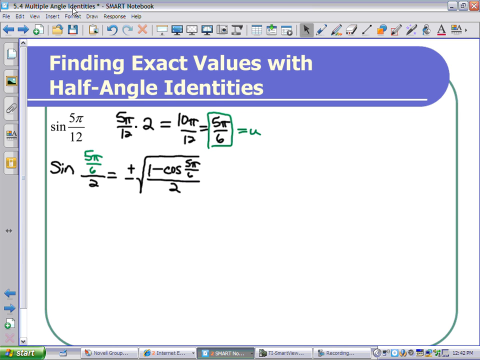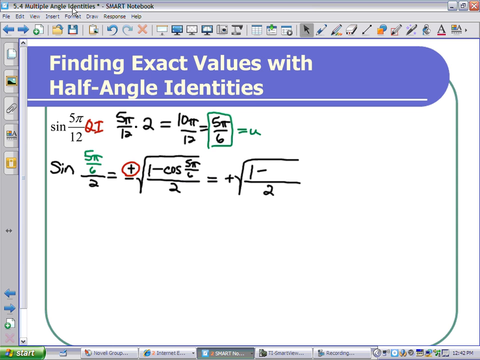Now the positive or the negative, you have to think about what quadrant does my original angle start in. And 5 pi over 12 is in quadrant 1, which means that this is only going to be the positive of the square root. So I'm going to have the positive of the square root, which I'm not going to continue writing, but you'll see for now it's just the positive. So we have 1 minus cosine of 5 pi over 6 all over 2.